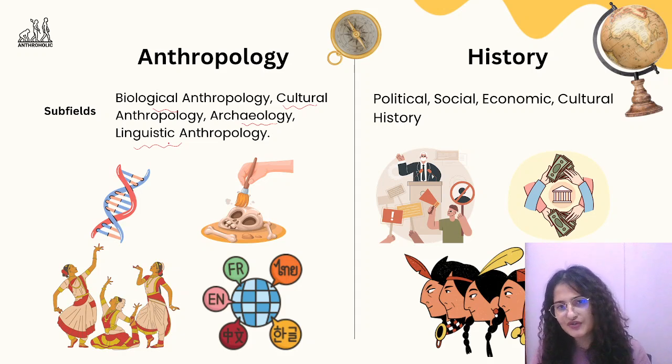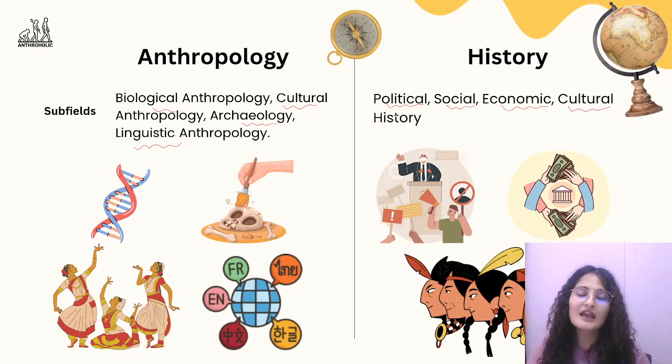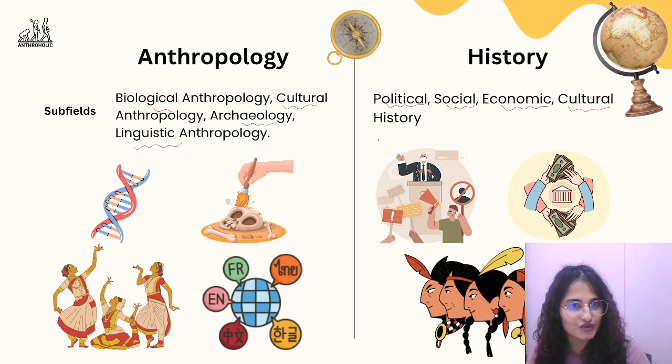When it comes to history, the subfields are political history, that is, how the political upbringing of human societies has been from past to now. The social history, that is the societies. The economic history, that is how the economic systems were developed from the past to now. The cultural history. All of these four are the major subfields of history.